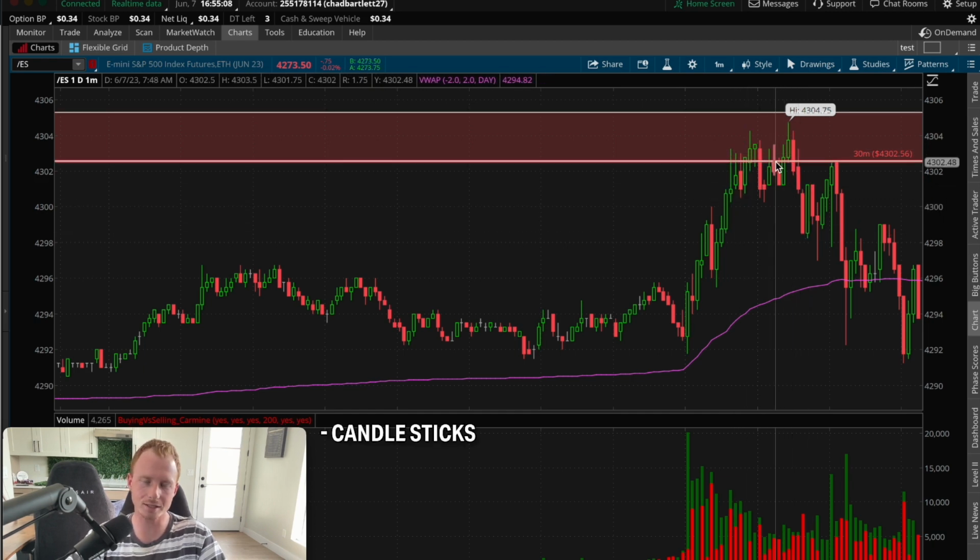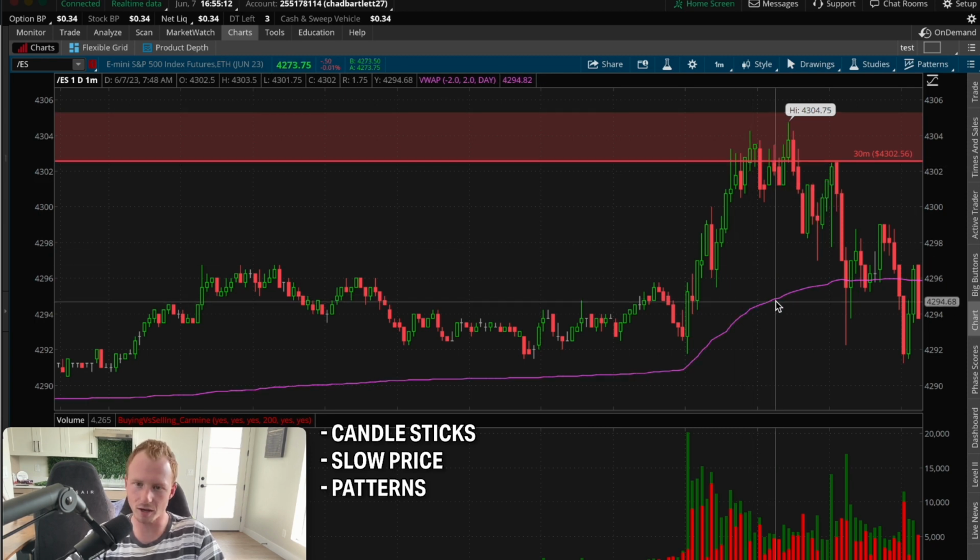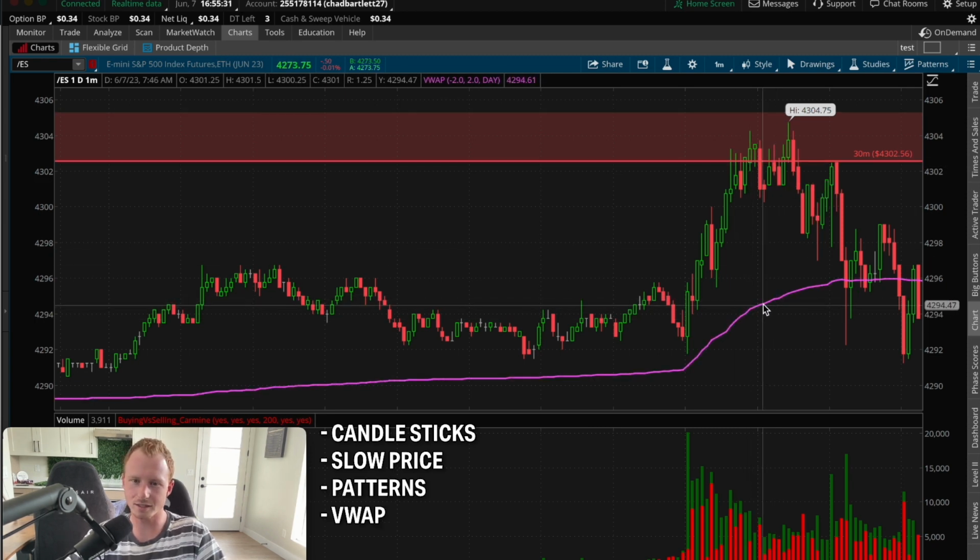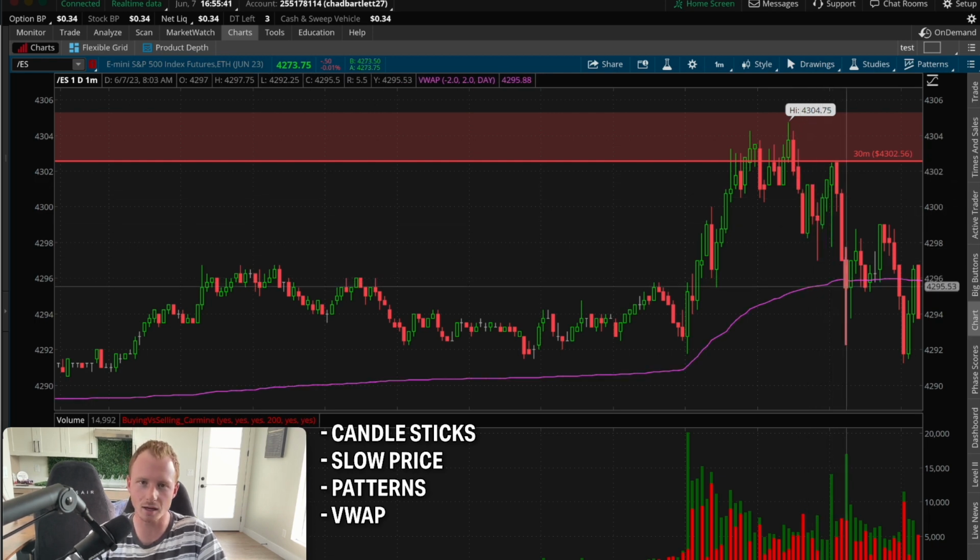So based on that, the candlesticks, the price slowing down, the patterns, also, we have VWAP right here. As you can see, at the time, price was pretty far away from VWAP. So what tends to happen is price will navigate back towards VWAP, right? Because that's the average price that a lot of people find fair value in.